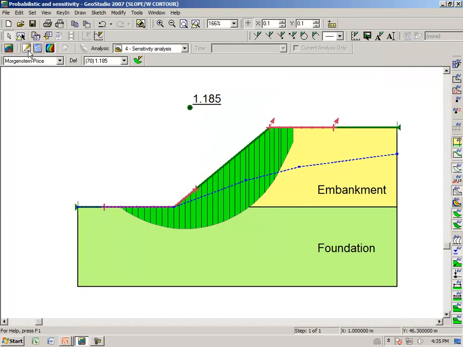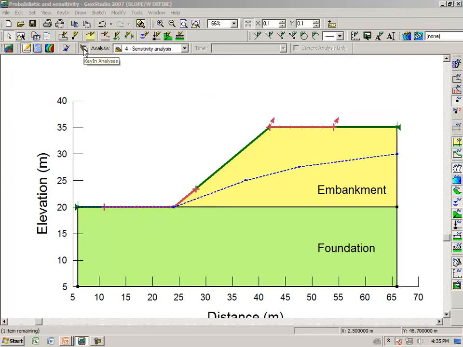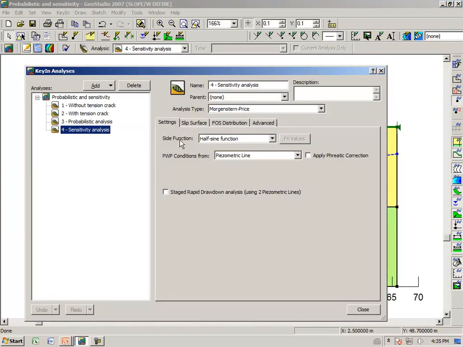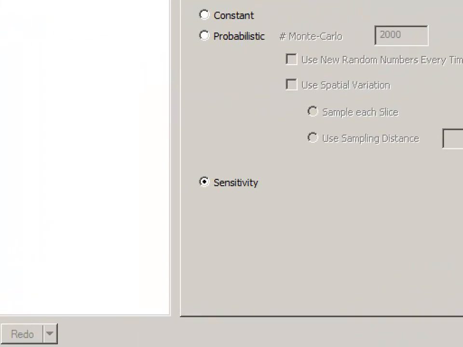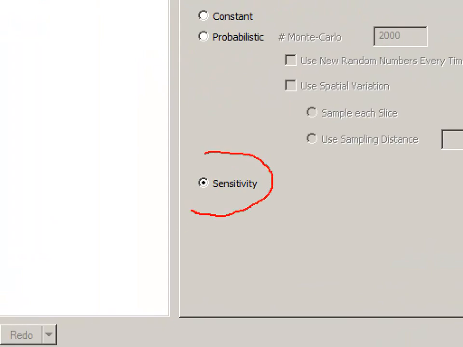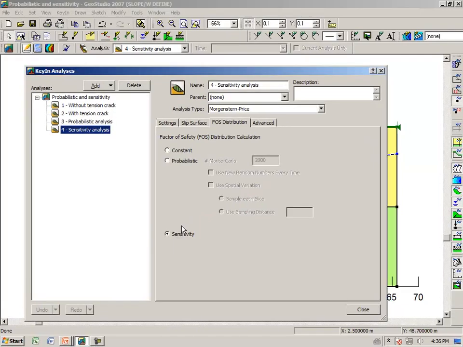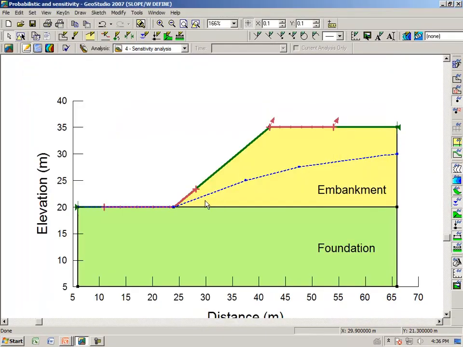Going back to the define view under key in analysis, for the fourth analysis under f of s distribution, notice that we had selected sensitivity. This shows you briefly the types of things that are possible with a probabilistic analysis in SLOPE/W.